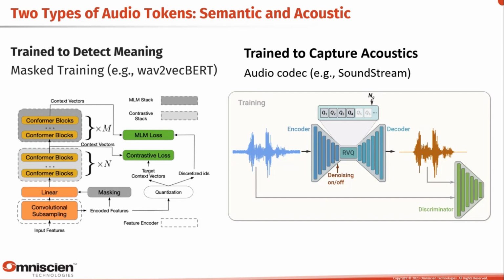So there are actually two different types of tokens being used. One is semantic tokens that are supposed to encode phonetic information: what phonemes, what letters you said, was it L or O, or even longer sounds. And the other is the underlying acoustics. So this is the voice of the speaker, the tone of the speaker, and so on. These are separate, and there are very different training methods to generate these.